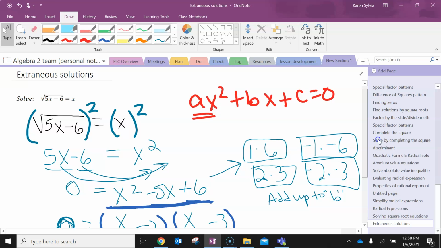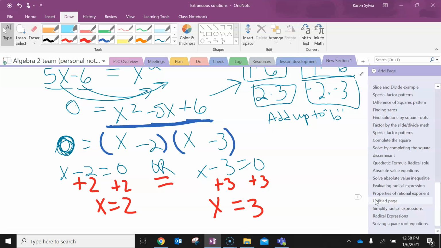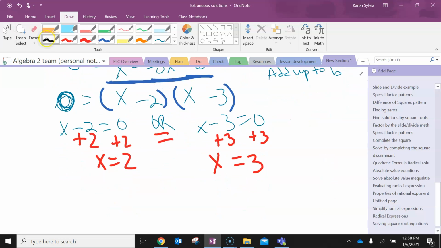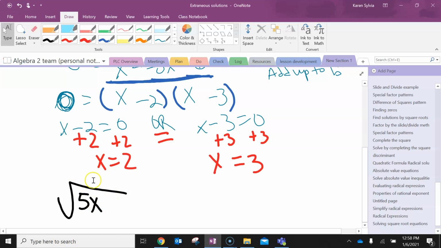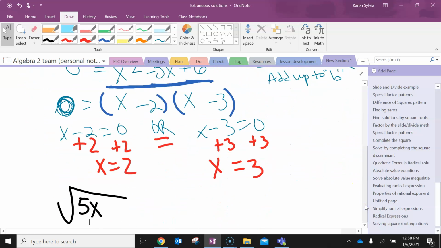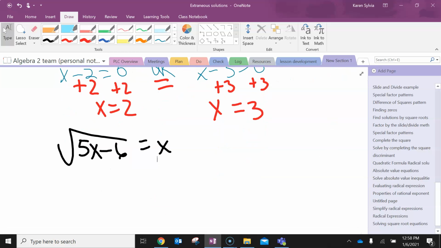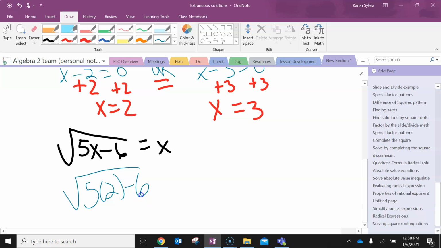until I check them. So my original equation is the square root of 5x minus 6 equals x. So I need to take the time to plug in each one separately. First one I'm going to plug in, 5 times 2 minus 6 equals 2, so I'm plugging in there.